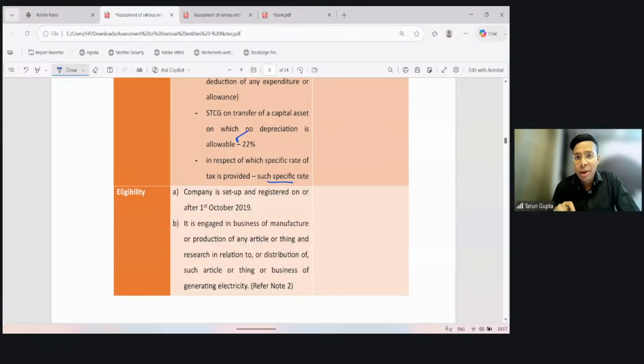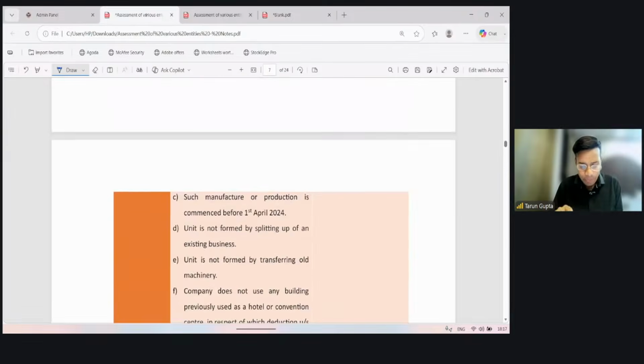What is the eligibility condition? As I told you, I need a new company. The company is set up and registered on or after 1st October 2019. The company must be engaged in the business of manufacture or production of an article or thing, and research in relation to or distribution of such article or thing, or the business of generating electricity. So the benefit is given to manufacturing entities or to electricity generating entities.